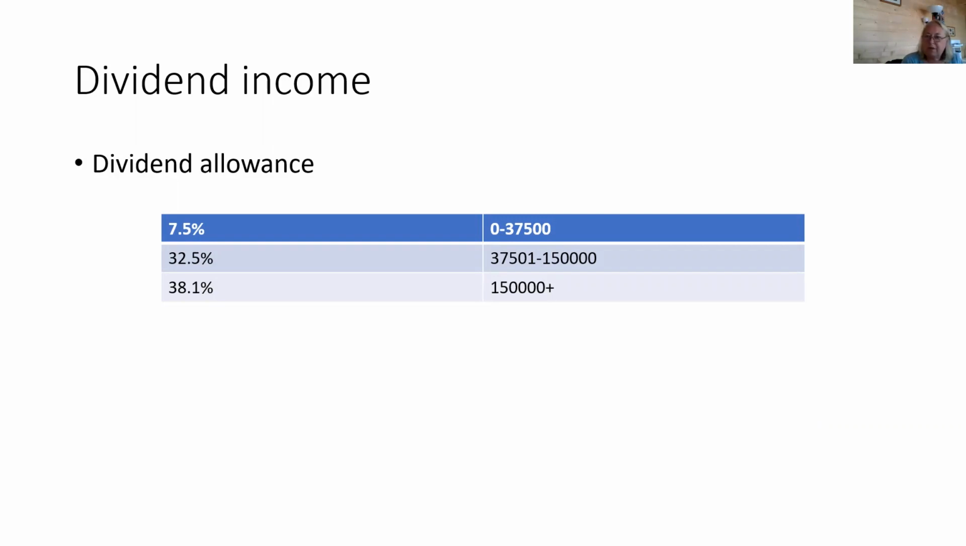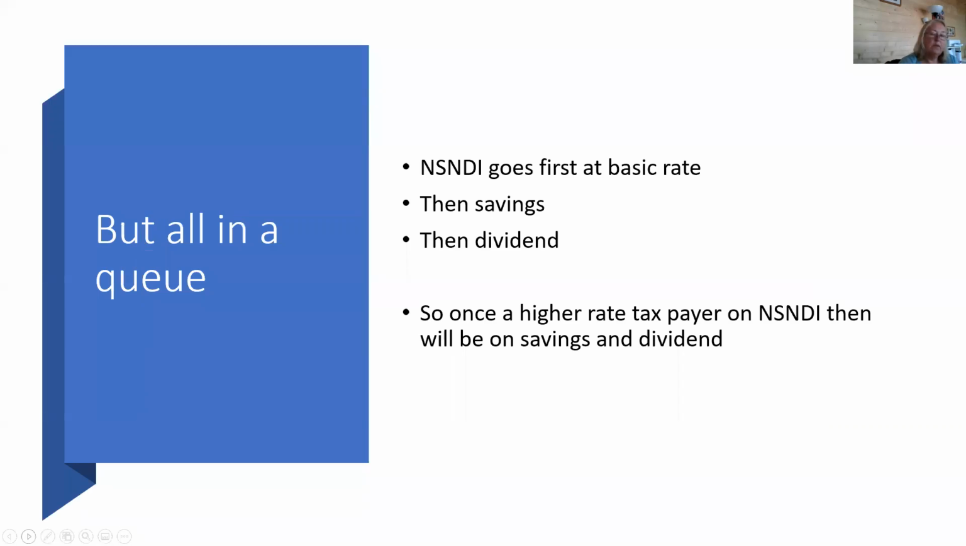So you only get the basic rate once, and it's your normal income that uses it up first, then savings income, and then finally dividend income. That's how it all works, they're all in that queue. The non-savings, non-dividend income has the first bite at the basic rate, then savings, and then dividends. So once you've got to a higher rate taxpayer on non-savings, non-dividend income, then you will already be a higher rate taxpayer on savings and on dividend income, and possibly even an additional rate taxpayer, depending on how close you are to that 150,000 barrier.